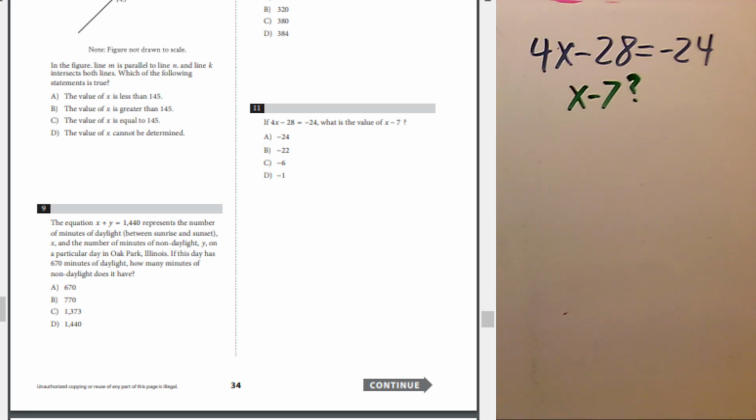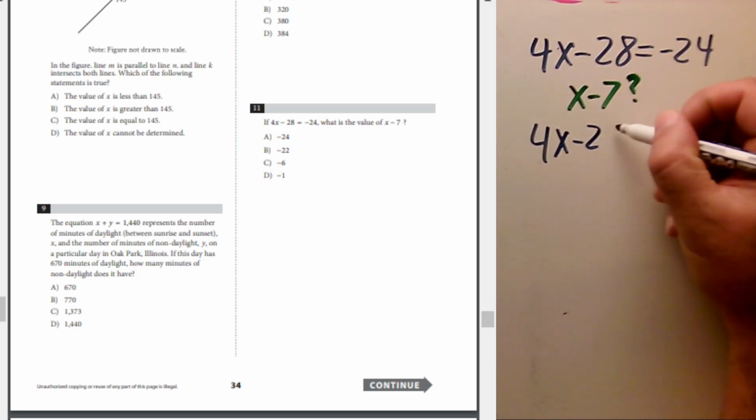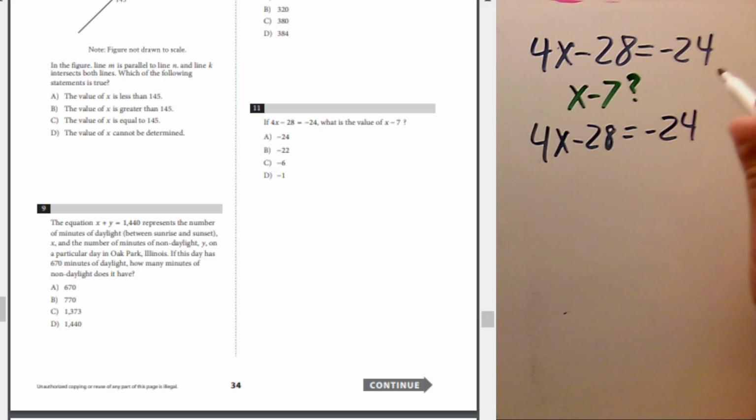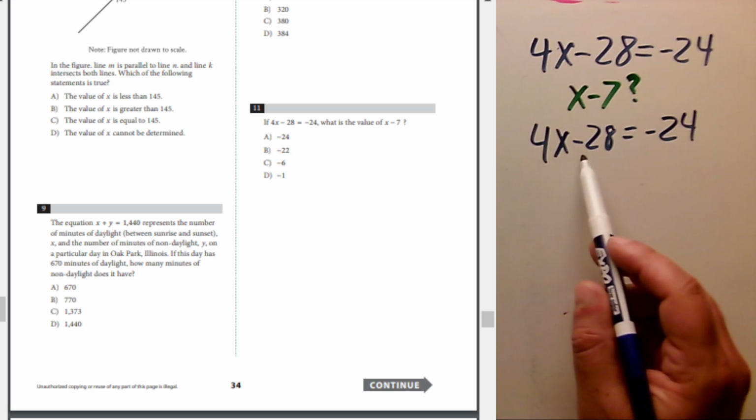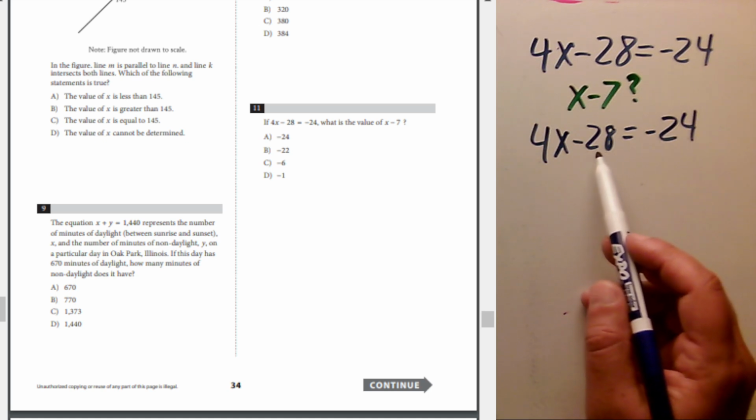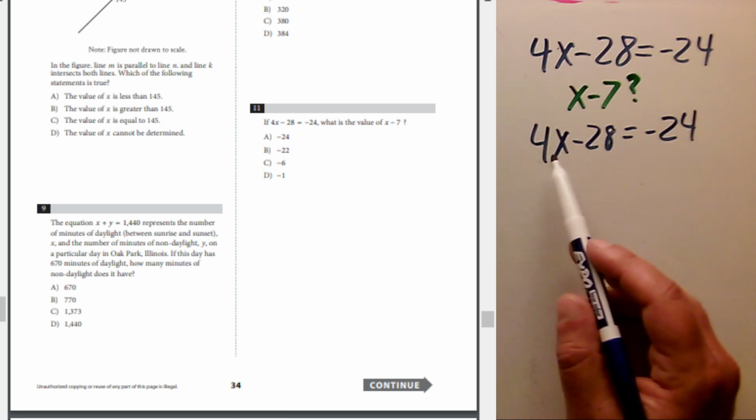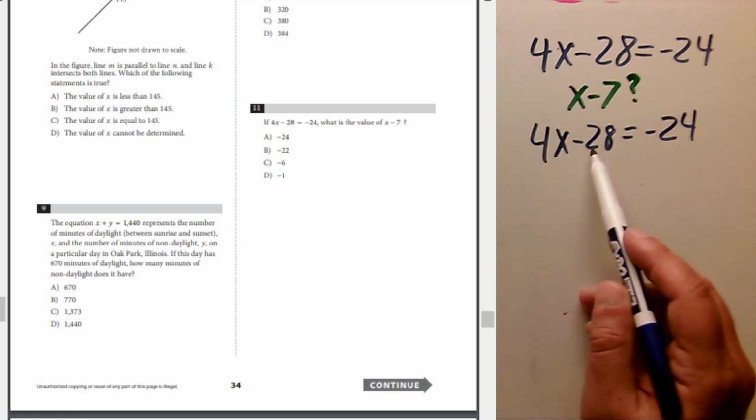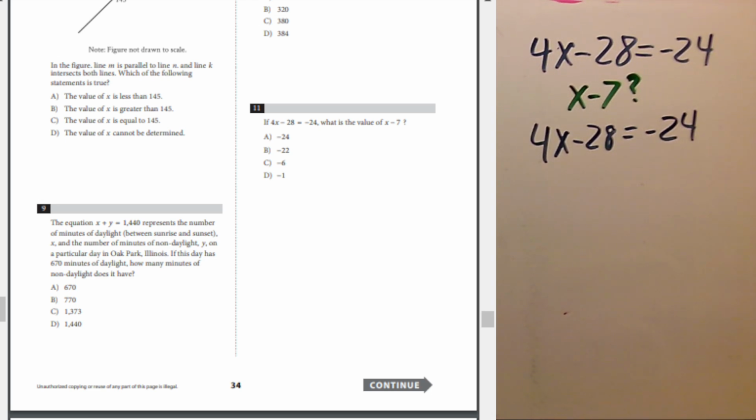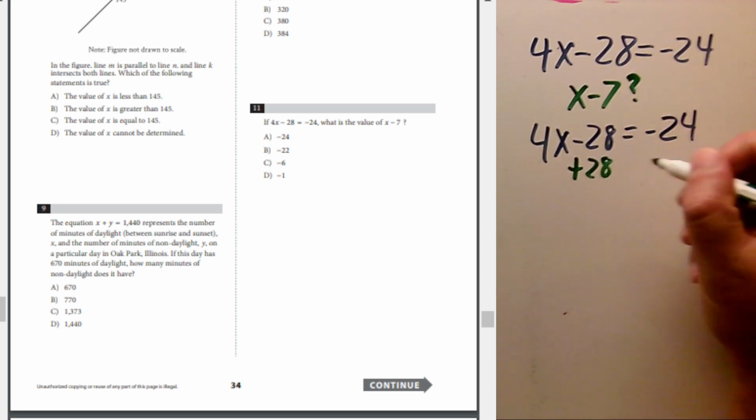And this is pretty much testing your ability to add and subtract positive and negative numbers. I have a specific video on that, so I'm not going to go into it too much on this, but if you need it, please watch that video. So 4x minus 28 equals negative 24. We want to get the x by itself. So what is being done to x? It's being multiplied by 4, and 28 is being subtracted from it. So the 4 times x is very intertwined. It's very close to the x. And so it's easier to do the adding and subtracting first. So the opposite of subtracting 28 is adding 28. So we're going to add 28 to both sides.